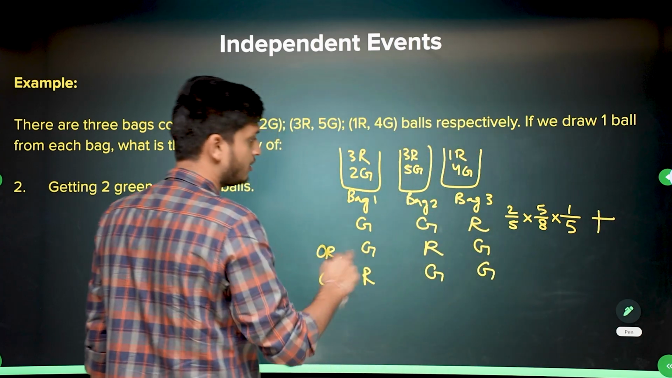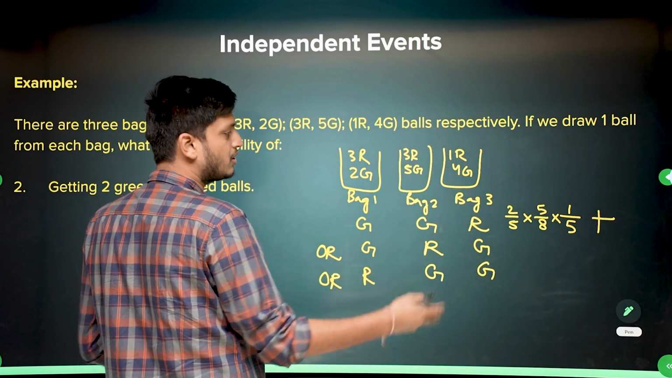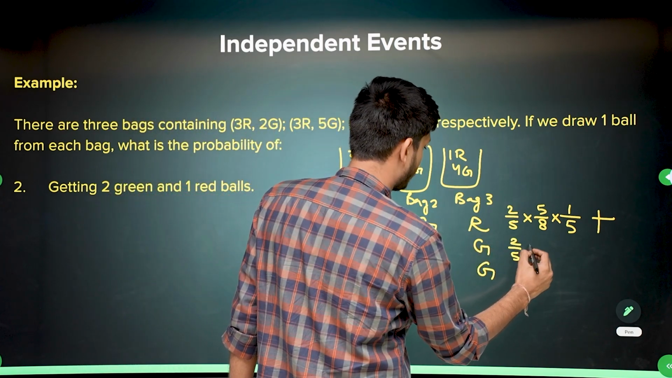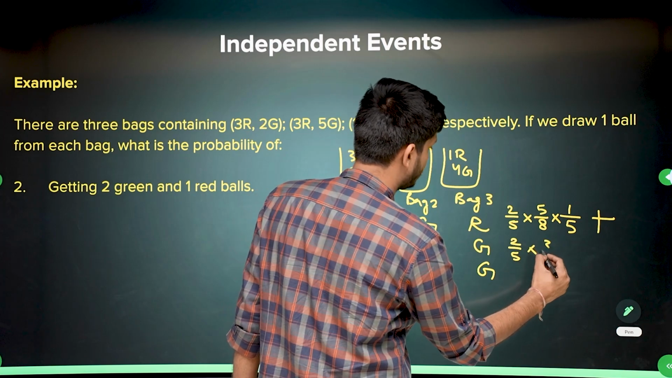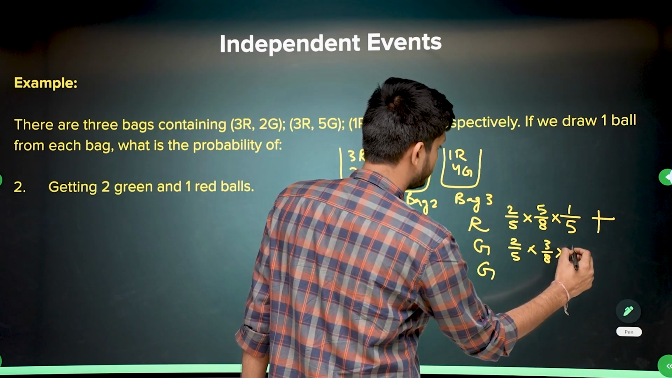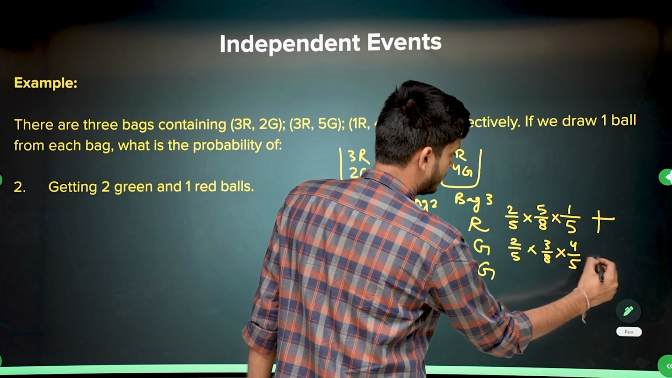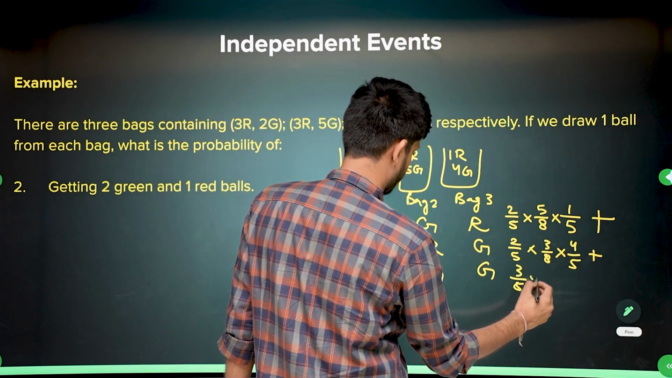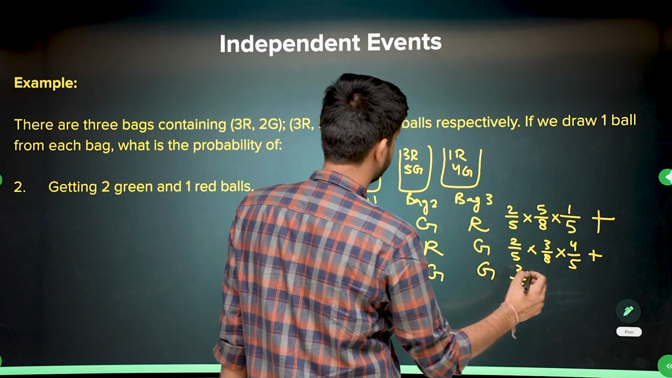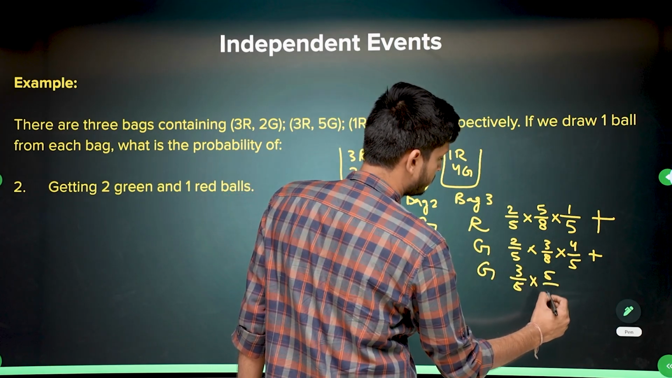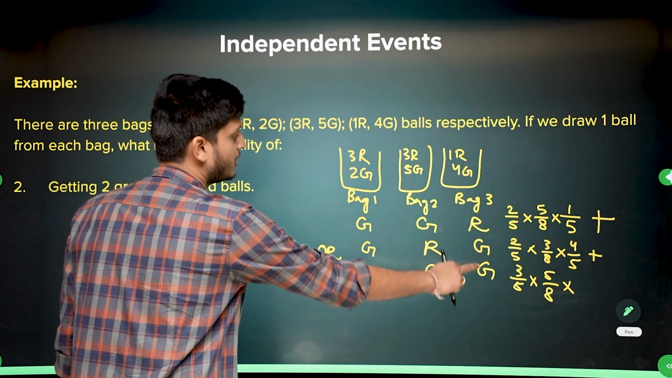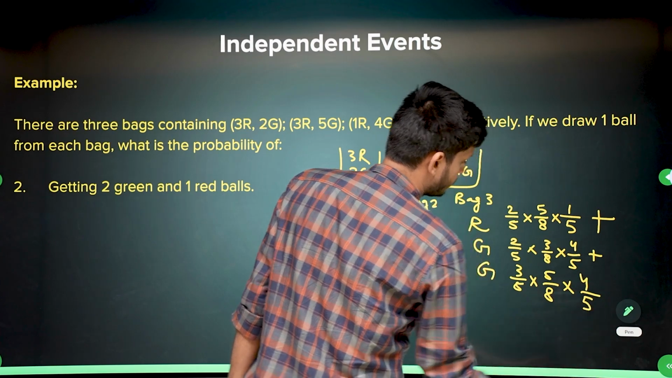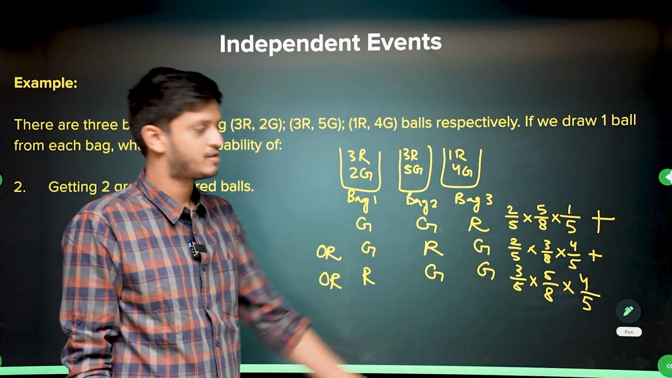Plus, since it is an OR, plus, you can do this now, right? Like it's very simple. Probability of getting green from the first bag, 2 by 5. Probability of getting a red from the second bag, it's 3 by 8. Probability of getting a green from the third bag is 4 by 5. Plus, probability of getting a red from the first bag is 3 by 5. Probability of getting a green from the second bag is 5 by 8. Probability of getting a green from the third bag is 4 by 5. So you can just calculate this. This will be your answer, okay?